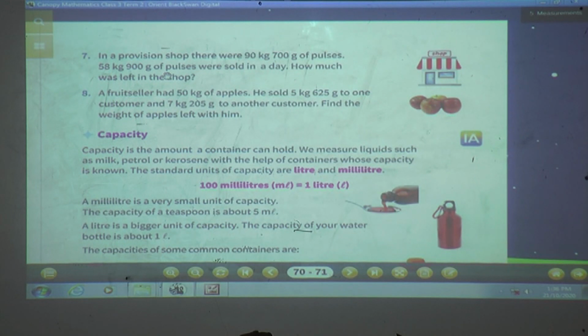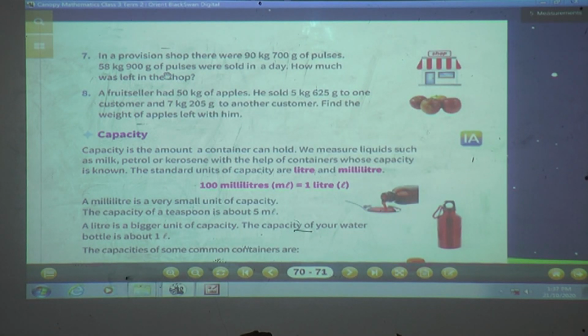Okay, so from 90 kg 700 gram, if we subtract the weight of the sold pulses, then we will get the weight of the left pulses. How much pulses was left in the shop, that we will get after subtraction. So initially how much pulses was there with the shopkeeper? 90 kg 700 gram. So from that we have to subtract the sold pulses in a day. So let us do the subtraction.